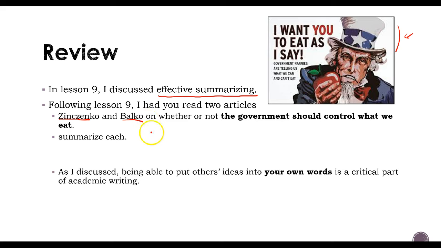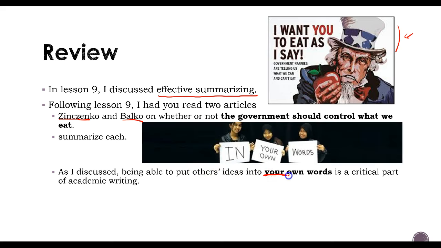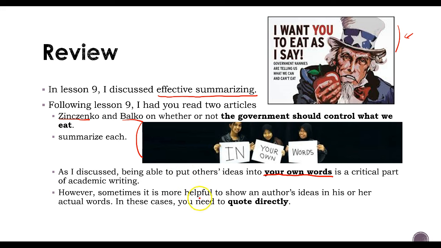As I discussed, it's really important in academic writing to be able to put others' ideas into your own words. That's probably one of the most important tools, being able to restate in your own words an author's idea. However, sometimes it's more helpful to show an author's ideas in his or her actual words. In these cases, you want to quote directly.